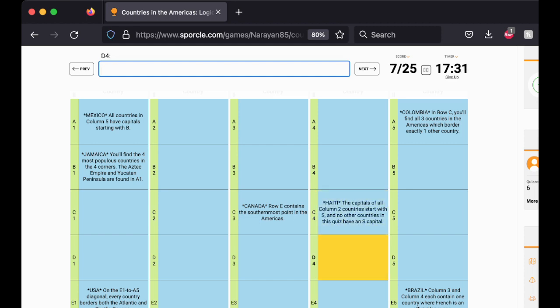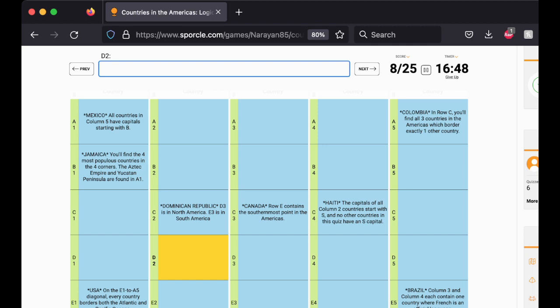Now, the capitals of column 2 countries start with an S. On the island of Hispaniola, Haiti borders the Dominican Republic, and the Dominican Republic borders Haiti. So that would fit the hint in A5. Also, the capital of the Dominican Republic is Santo Domingo, I believe. So that would fit the hint in C4. So C2, I'm going to say Dominican Republic.